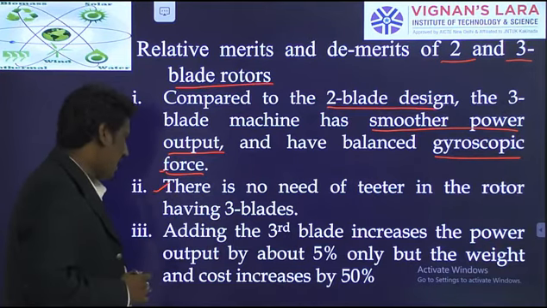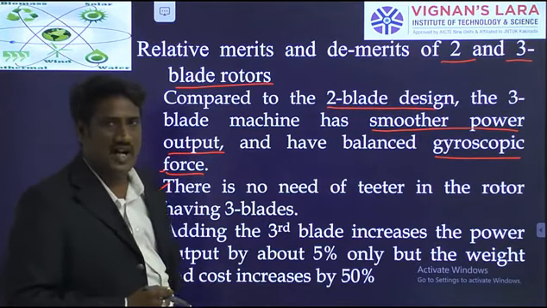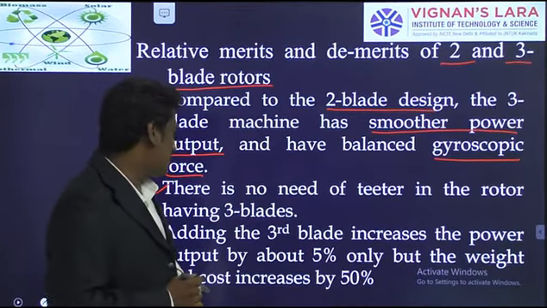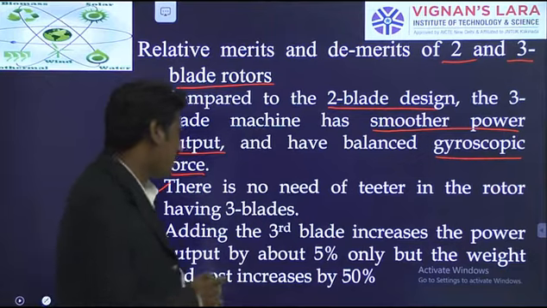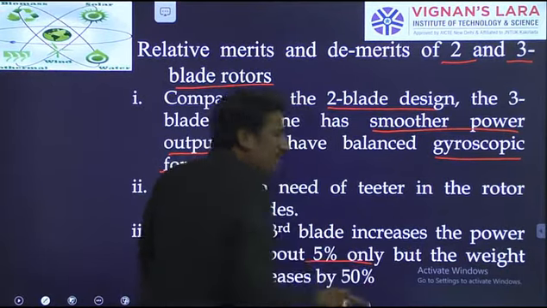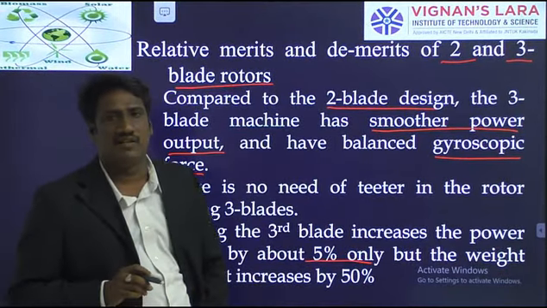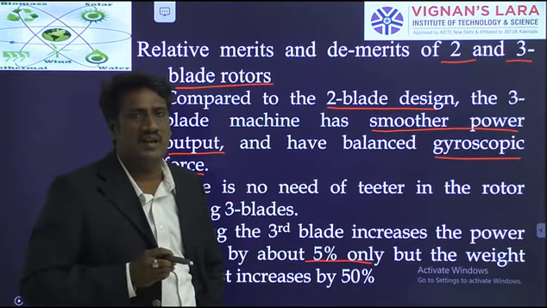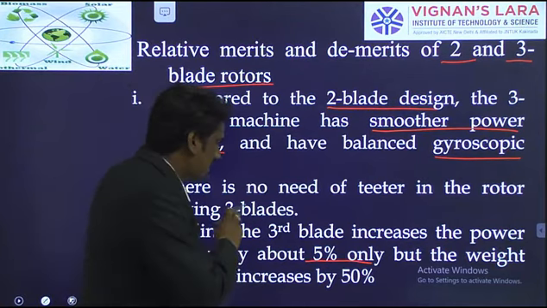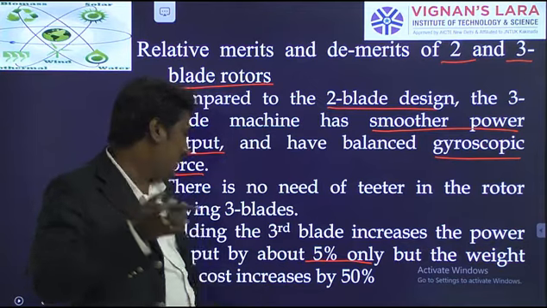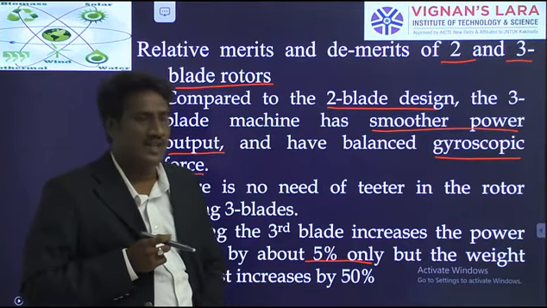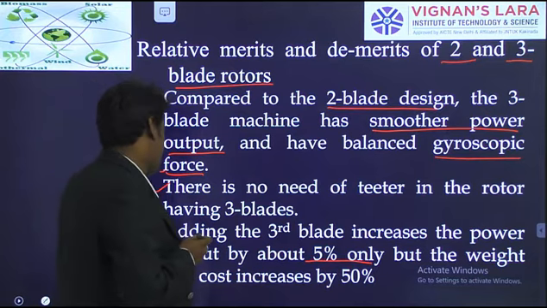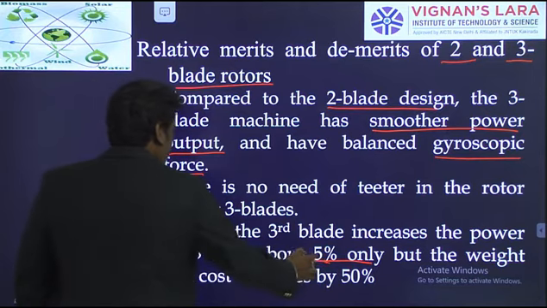Adding the third blade increases the power output by about 5% only. Because of the addition of the extra blade, the power output will increase by 5%, but the weight and cost will increase by 50% compared to the power output.